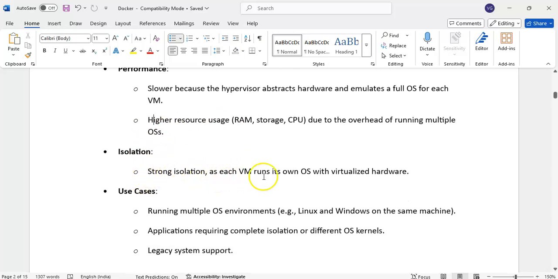There is strong isolation, as each VM runs its own OS and virtualized hardware. Each one is independent of the others, because each one has a separate OS.